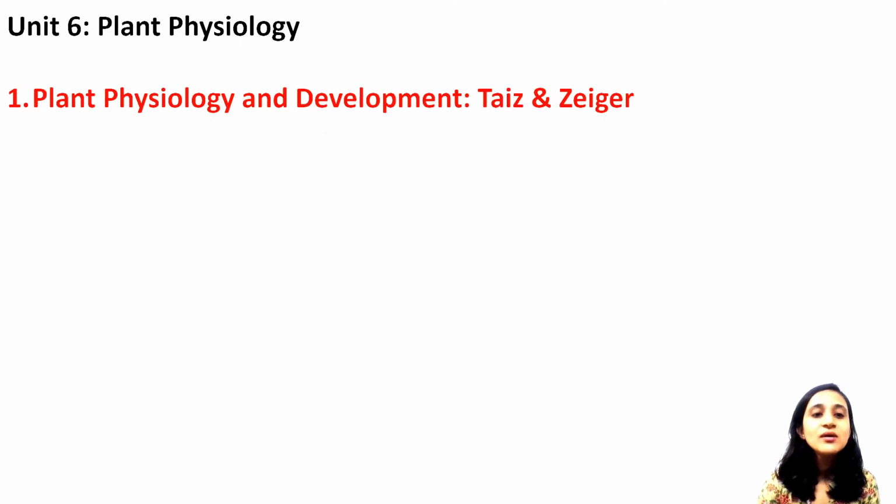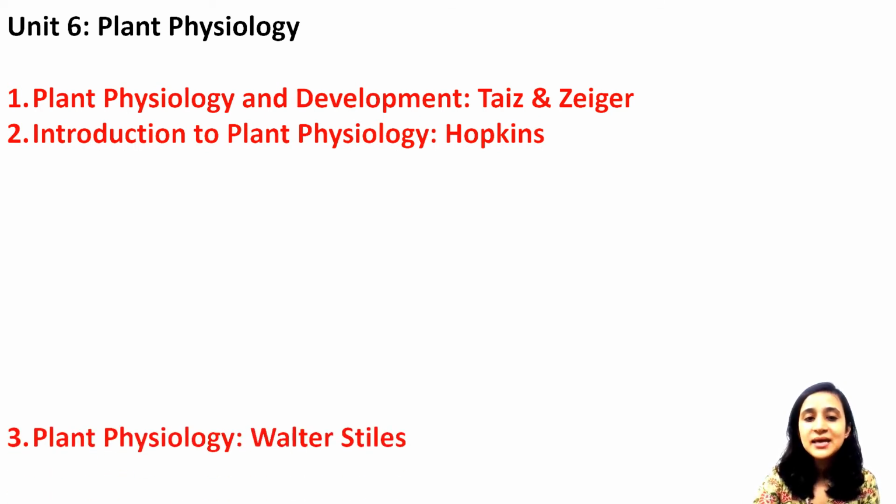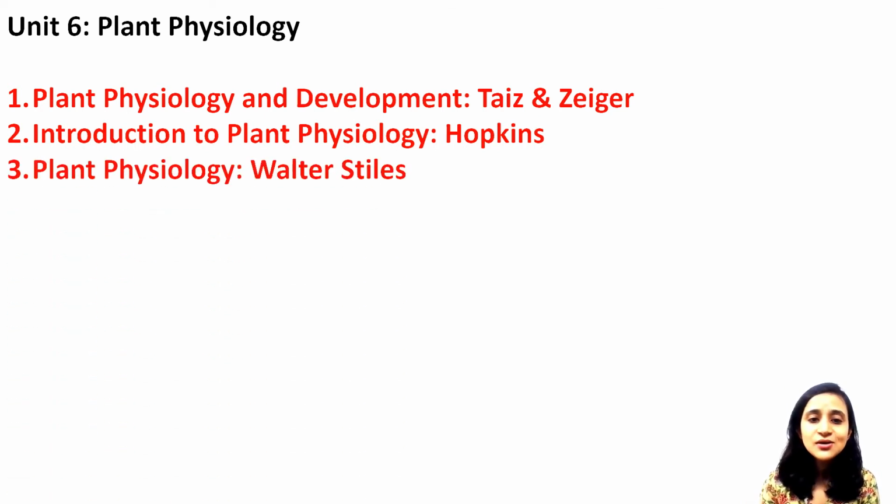Unit 6 is Plant Physiology. So your first book is Plant Physiology and Development by Taiz and Zeiger. Second is Introduction to Plant Physiology by Hopkins. Third is Plant Physiology by Salisbury. So among these three books, my favorite is Taiz and Zeiger. So all of these three books are very good for the plant physiology.